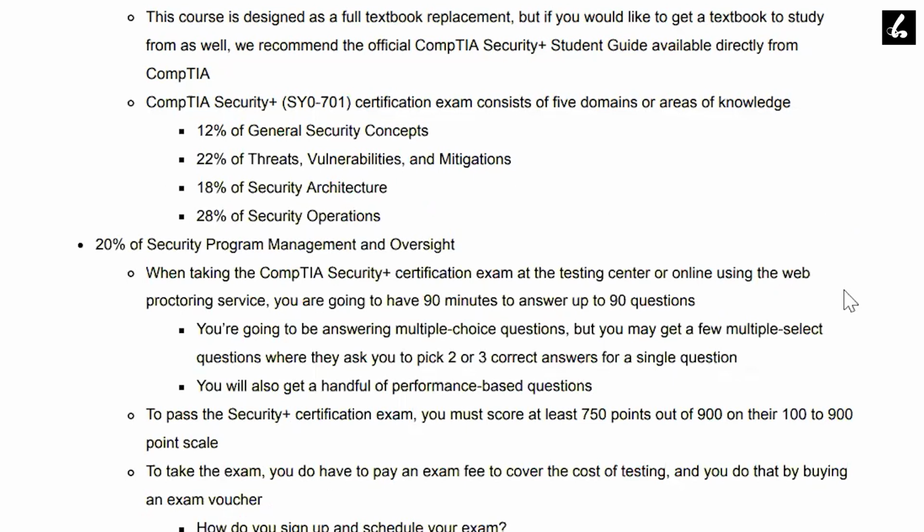I hope it is not boring, because now we get involved into the real syllabus.